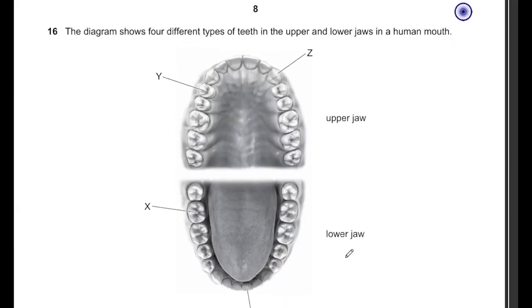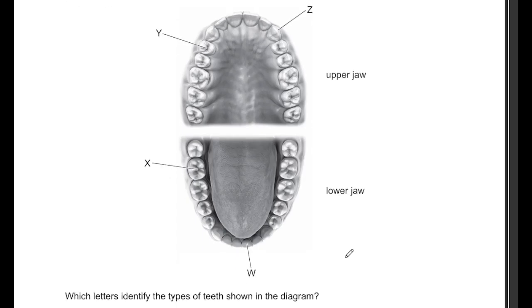Next, this is what we have. A diagram shows 4 different types of teeth in the upper and lower jaw in a human mouth. Now to remember the figure here, please remember the dental formula. This is very important if you are appearing for the NEET examination in India. The dental formula is ICPM. You can remember this acronym. These are the 4 different types of teeth.